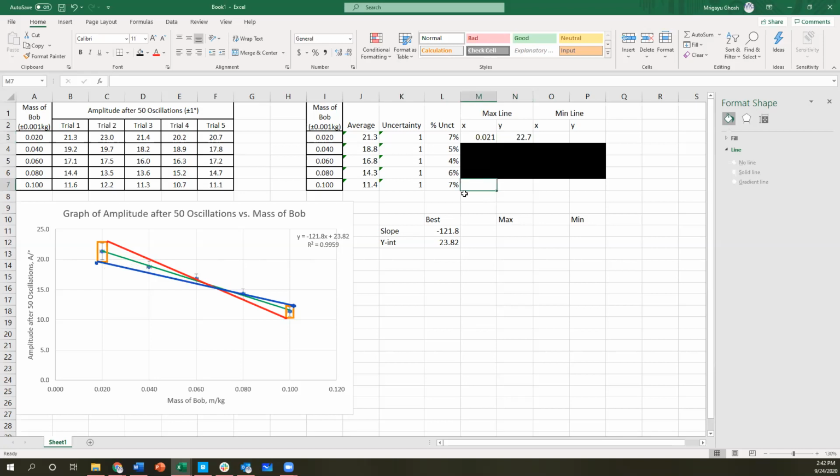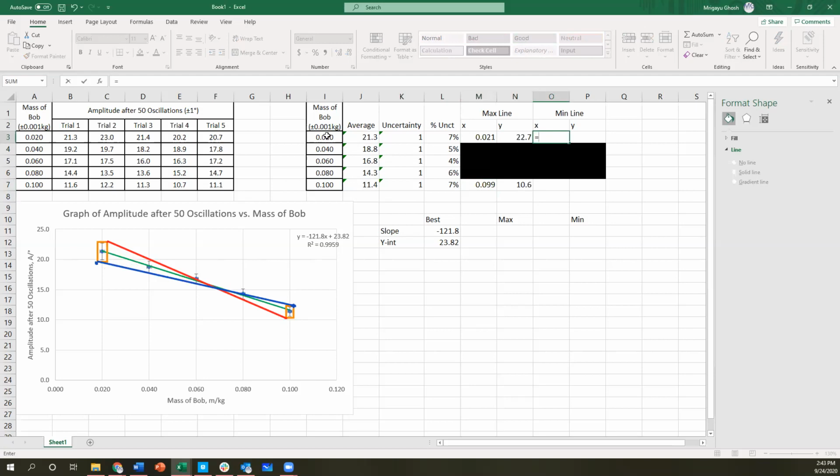Now, what about for the max line's minimum point? It'll be x minus and y minus the uncertainty, right? So we can just do that again. It'll be this minus the uncertainty of 0.001, and then the y value would be this minus the uncertainty, which is here, and that gets you your max line coordinates. Now we're going to do the same thing for the min line using the same logic.